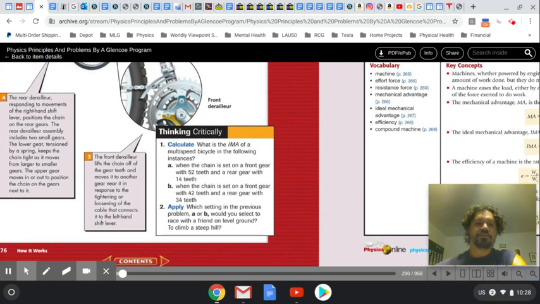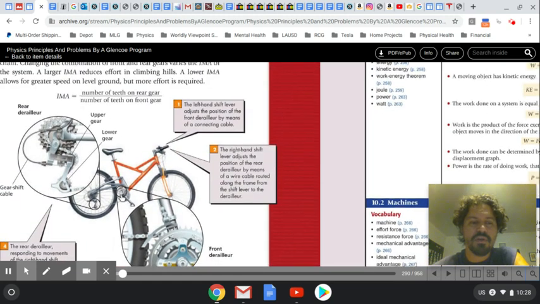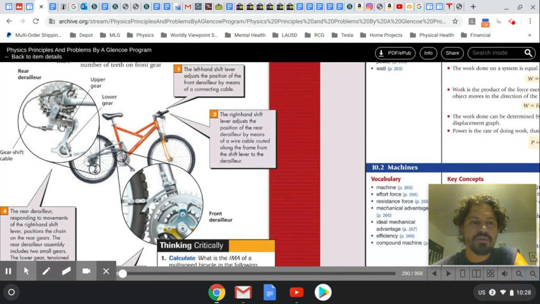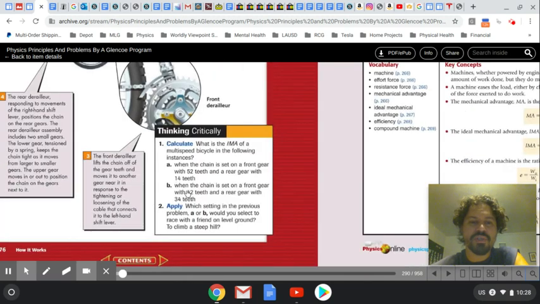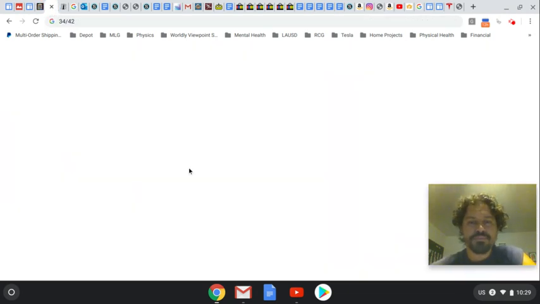So the first question you're asked to think about is, what's the IMA of a multi-speed bicycle in the following 2 instances? We've got one with 52 teeth on the front gear, right? So that's here, and 14 on the rear. And then another one with 42 teeth and 34 teeth. And then we're supposed to follow that up by saying, which of these would you select to race with a friend on level ground? And so level ground, right, flat. And which would you use to climb a steep hill, right? So let's think about that.